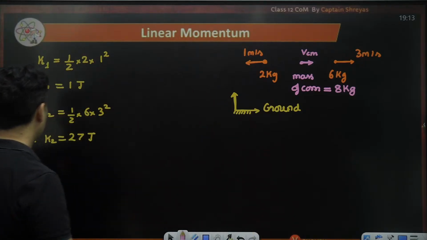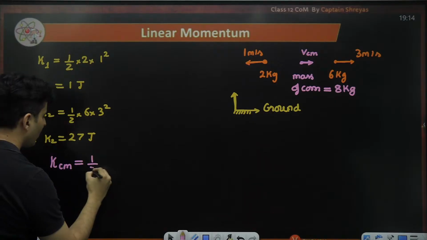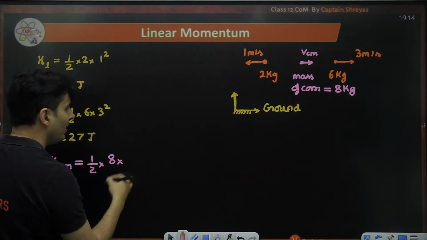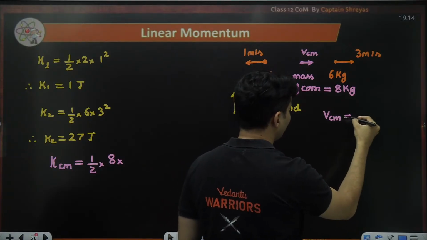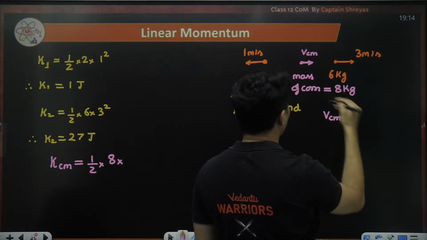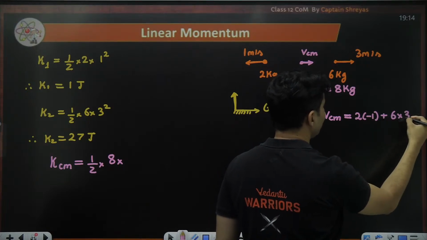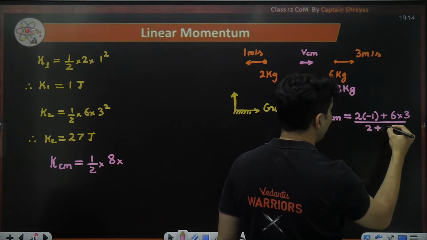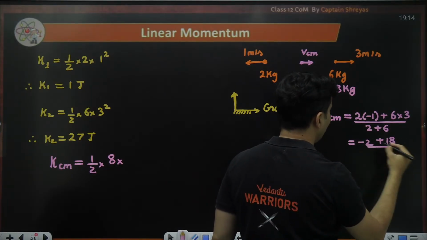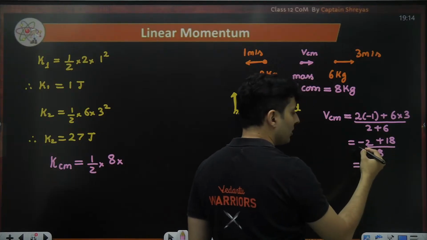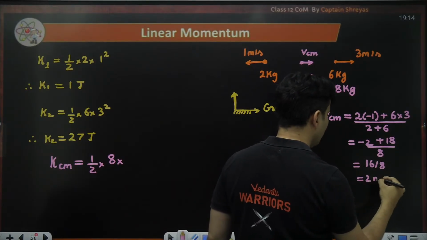Oh, perfect. So if I ask what is the kinetic energy of the center of mass, you'll say half mass of the center of mass. Oh, velocity of center of mass, we have not yet figured out. No issues. VCM will be (M1 V1 plus M2 V2) divided by (M1 plus M2). So M1 is 2, V1 is -1, plus M2 is 6, V2 is 3. So this will be -2, 6 3s are 18, divided by 8. So 18 minus 2 is 16. 16 by 8 meaning 2 meters per second.